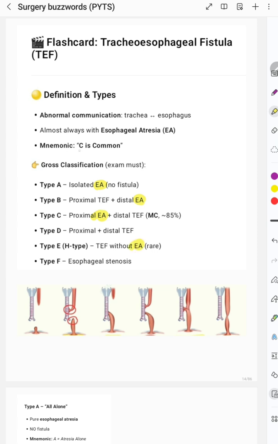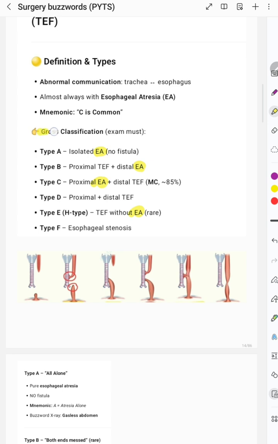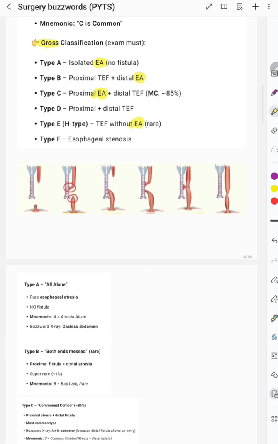Okay, so mnemonic one is C. Type C stands for C for common. This we have to remember, that type C is the commonest. Now the name of the classification is the Gross classification. So we have type A, B, C, D, E, F. F is not always included in all the classifications, so we can study this also.